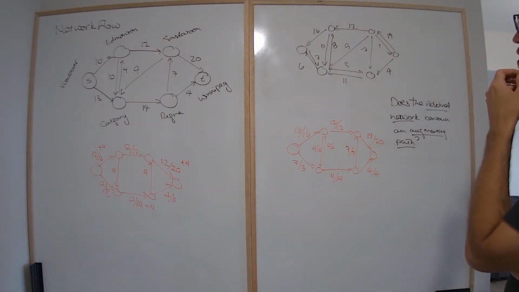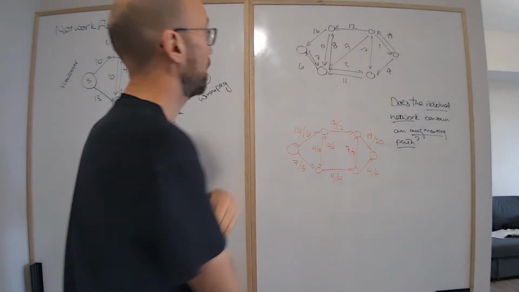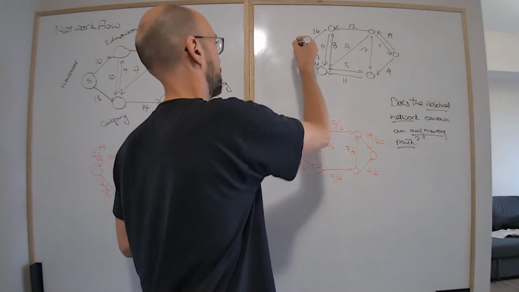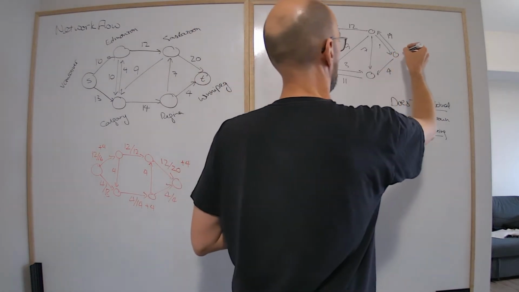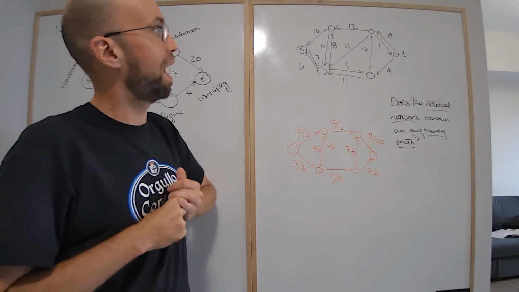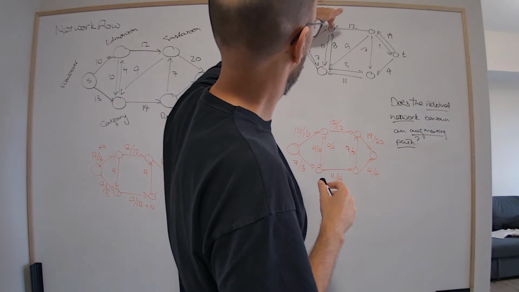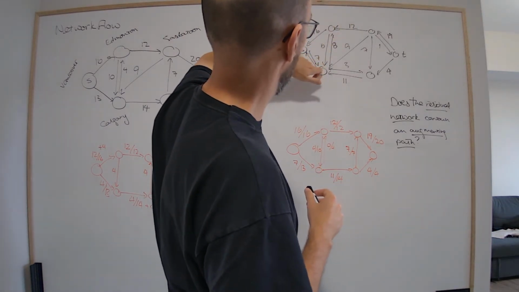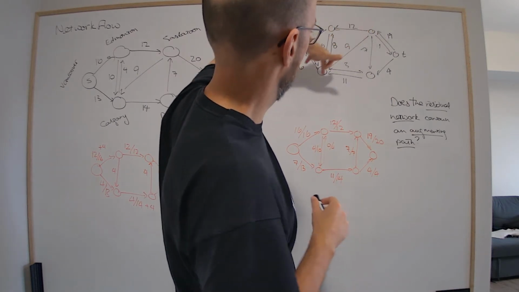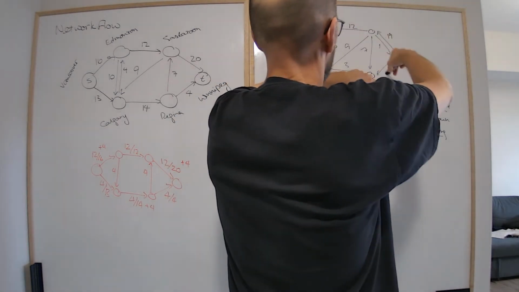No, actually, I don't think that changes anything. So, is there a path from S to T? Does the residual network contain an augmenting path? No, right? Because you can get here, but you can't cross this edge. You can get here, and then you can get here, but you can't cross this edge. You can get here, but then you can't get anywhere from here.